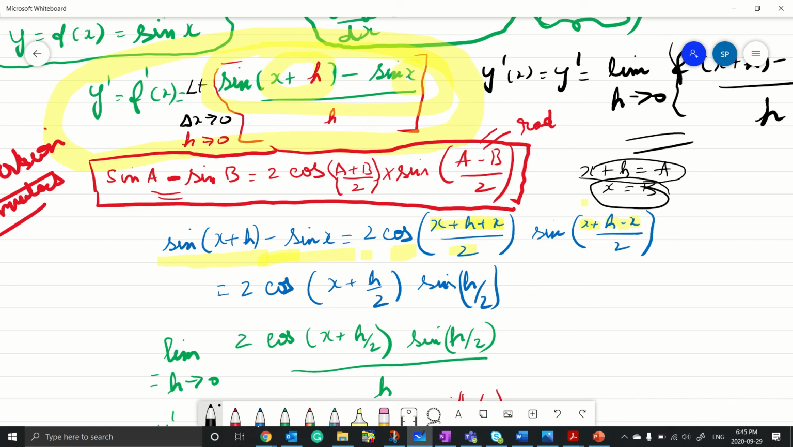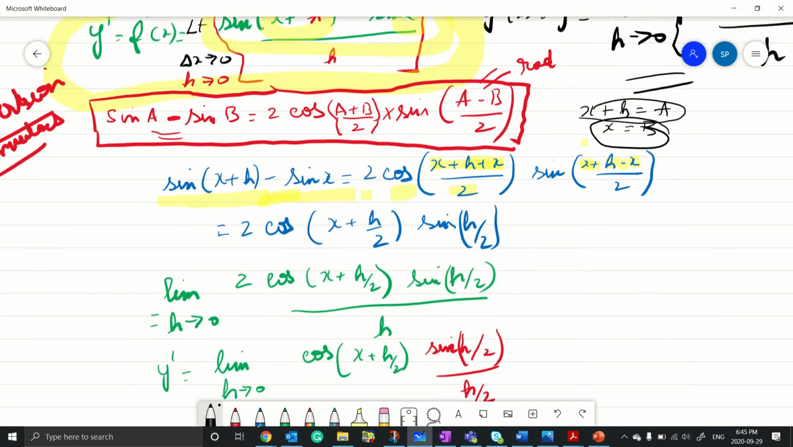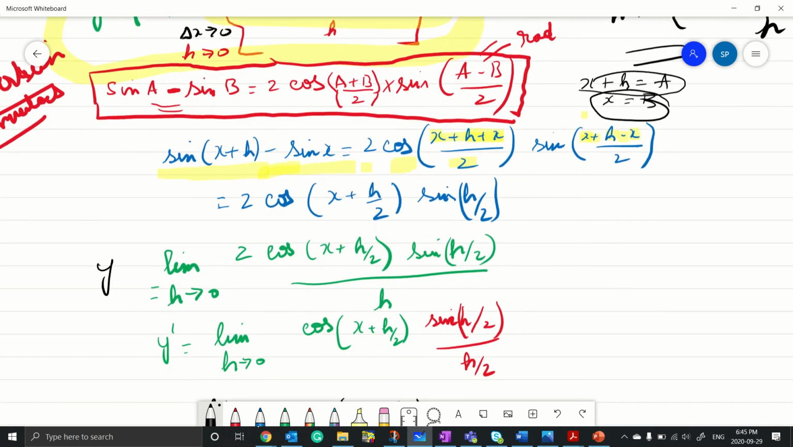Now the limit equation for y dash basically becomes this equation here. y dash is equal to limit h tends to 0, 2 cos x plus h by 2 sin h by 2 by h. And now what I am going to do is try to arrange it in such a way that I am comfortable with. I'm going to tell you in a minute why I'm going to do that.